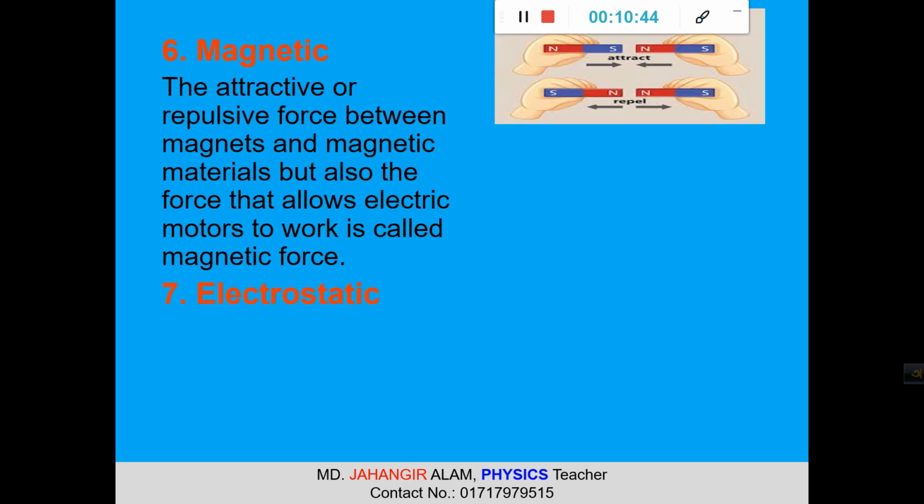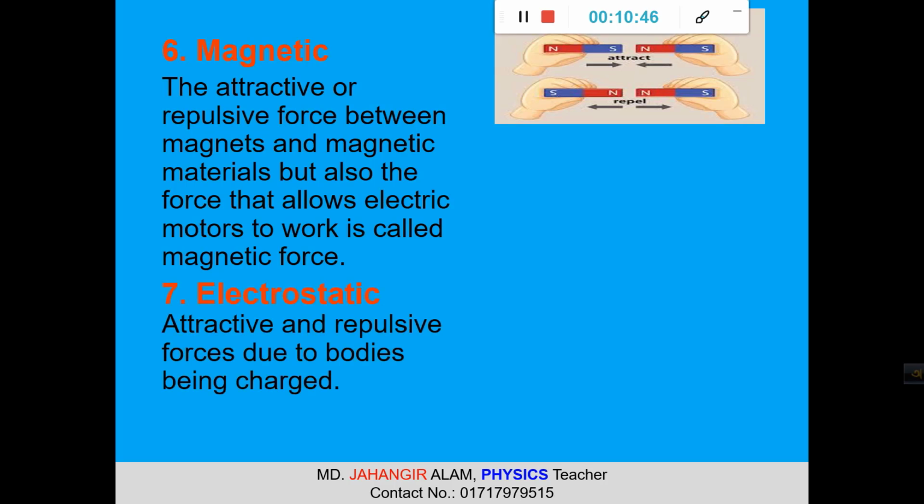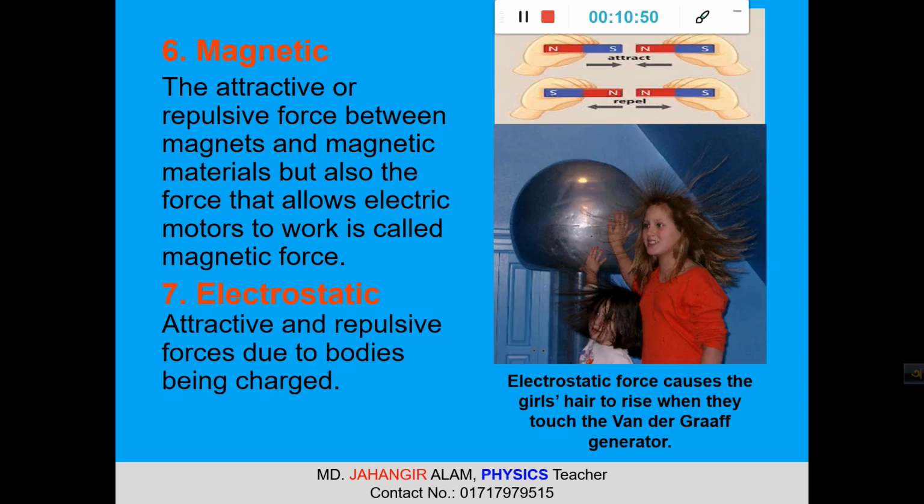That means unlike poles attract each other and same poles or like poles repel each other. Now, electrostatic force. Attractive or repulsive force due to the bodies being charged is called electrostatic force. Electrostatic force causes the girl's hair to rise when she touches the Van de Graaff generator. It is an amazing experience. Look at the girl here.